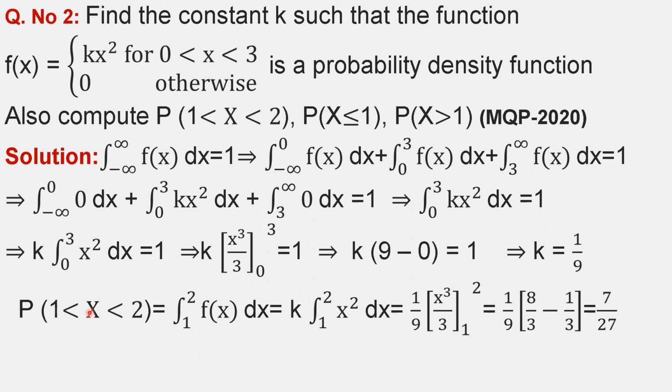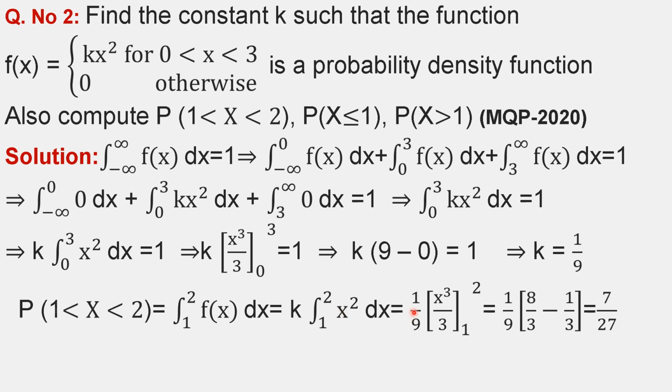Next is the probability that x varies in the interval 1 to 2. The probability that x varies in the interval a to b is the integral a to b f of x dx. Here it is the integral 1 to 2 f of x dx. Now 1 to 2 comes between 0 and 3, so in place of f of x, straight away you can replace kx square, keeping k outside the integral sign. K into integral 1 to 2 x square dx.